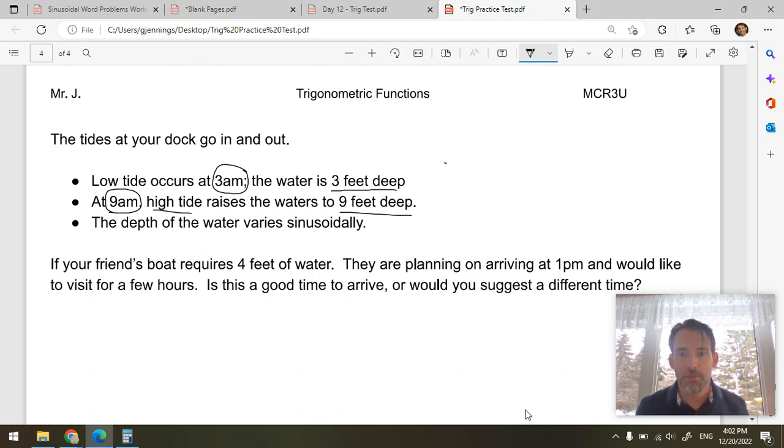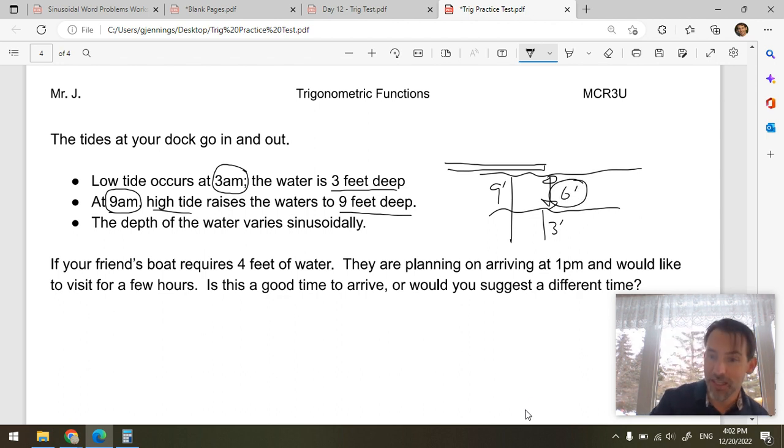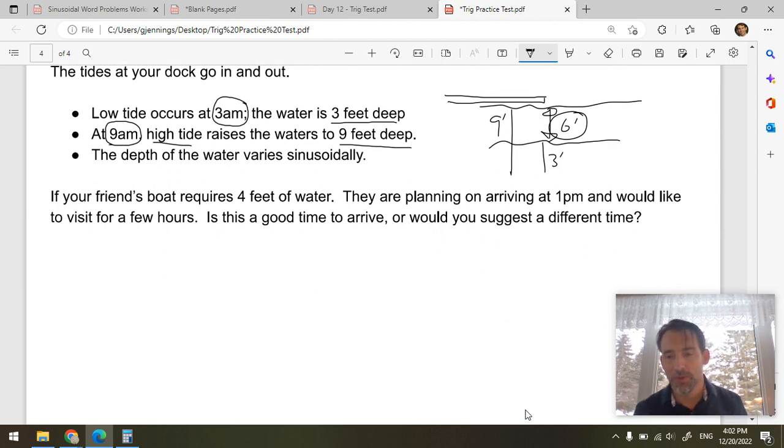So you could draw a diagram if you want. Here's your dock, okay? And then low tide is down here, and there's 3 feet of water. And high tide might be up here, and there's 9 feet of water. So what's the change? Well, the change is 6 feet difference, right? 6 feet difference. So let's go ahead and find the amplitude. Oh, wait, we want to know what we're looking for.